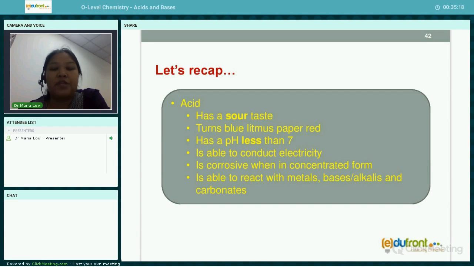Let's recap on the characteristics of acid. Acid has a sour taste. It turns blue litmus paper red. It has a pH that's less than 7. It's able to conduct electricity. It is corrosive when it's in the concentrated form, and is able to react with metals, bases, alkalis, and carbonates.